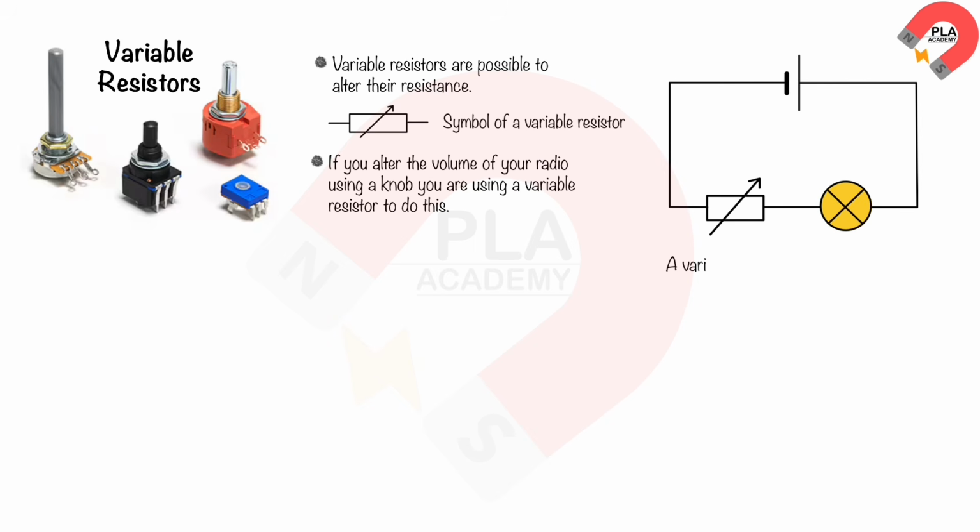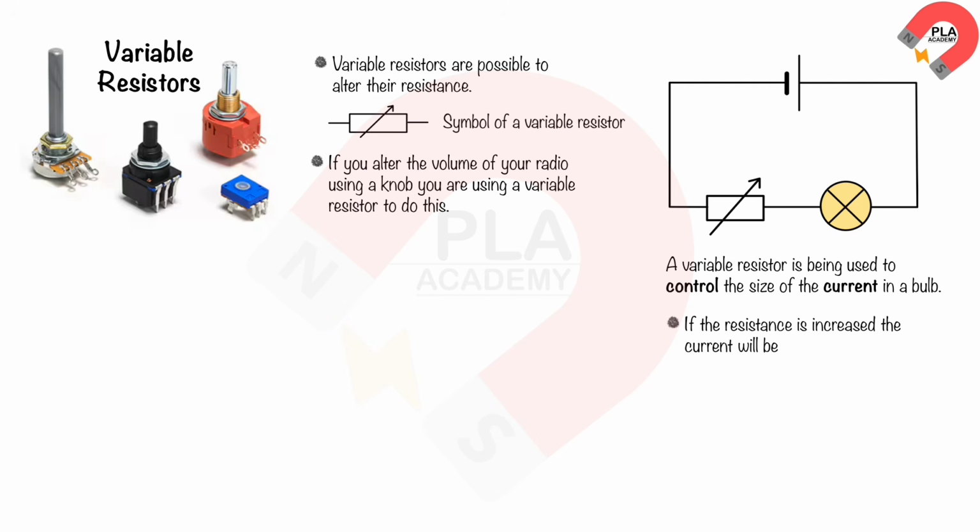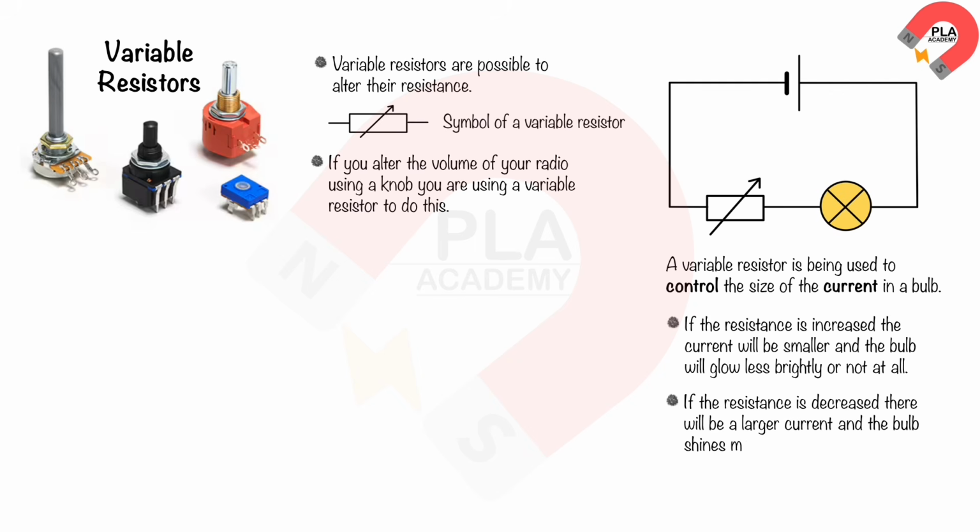In the circuit in figure, a variable resistor is being used to control the size of the current in a bulb. If the resistance is increased, the current will be smaller, and the bulb will glow less brightly, or not at all. If the resistance is decreased, there will be a larger current, and the bulb shines more brightly. The variable resistor is behaving in this circuit as a dimmer switch.